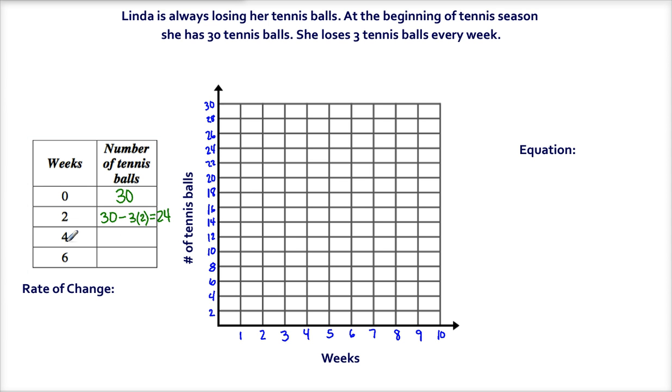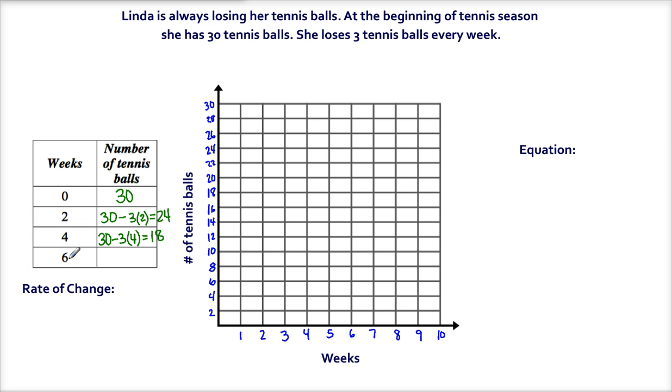Okay, how many tennis balls does she have left after 4 weeks? Well, she started with 30 and she loses 3 every week. And so far, 4 weeks have passed. So over the 4 weeks, she's lost 12 tennis balls. So 30 minus the 12 that she's lost is 18.